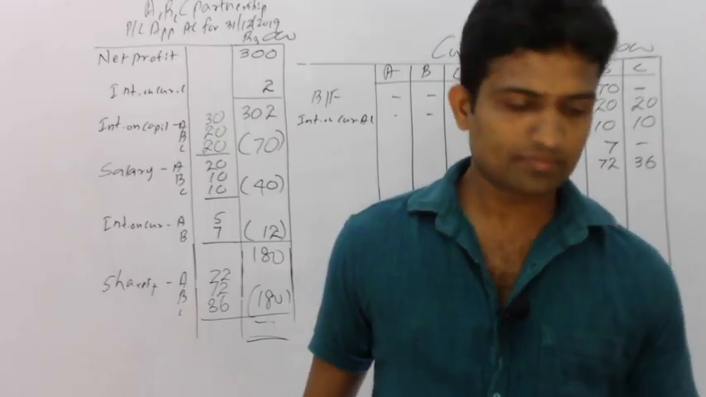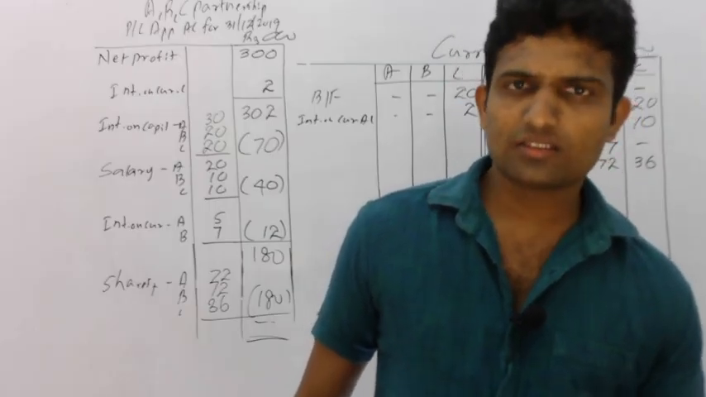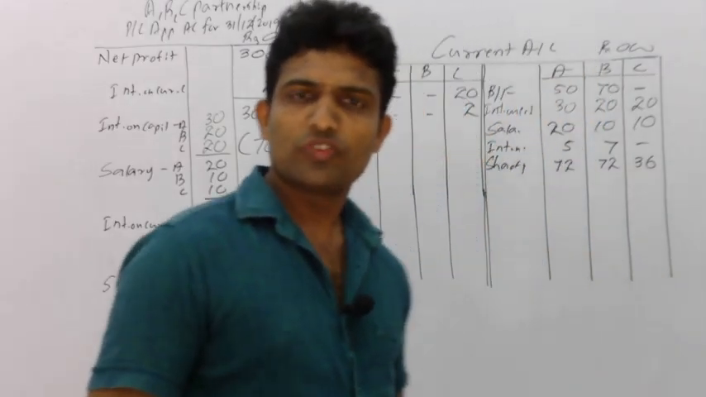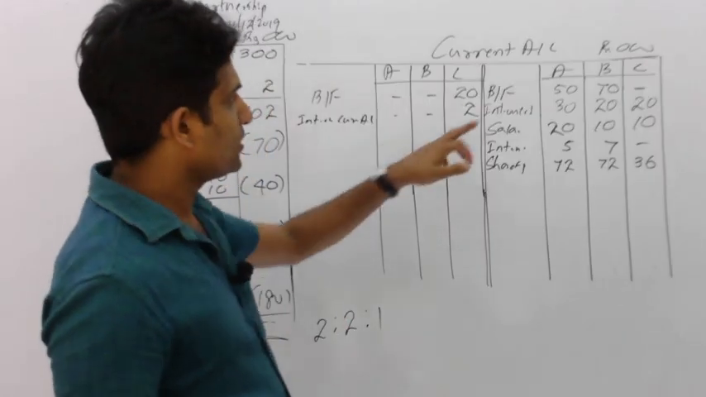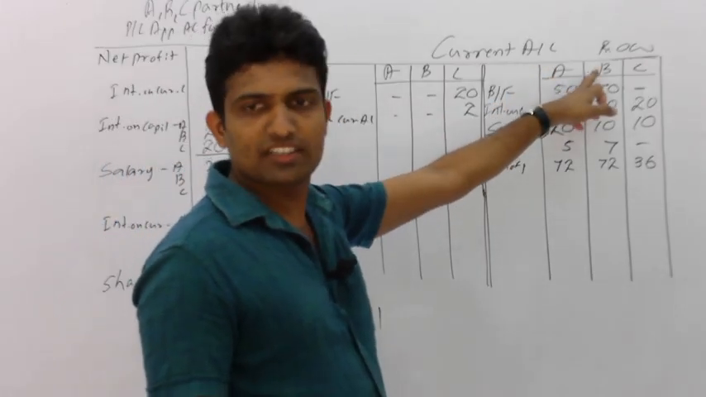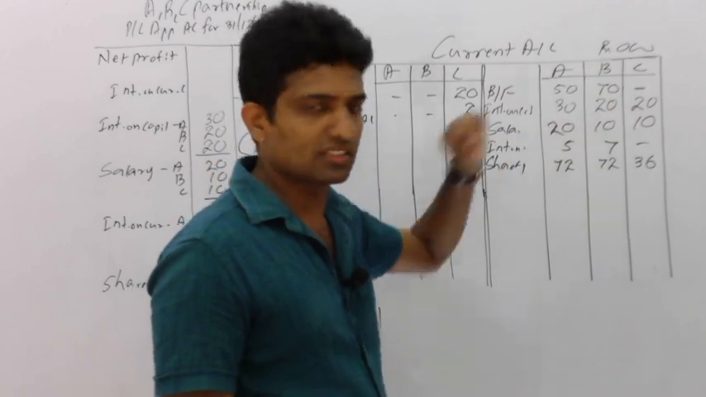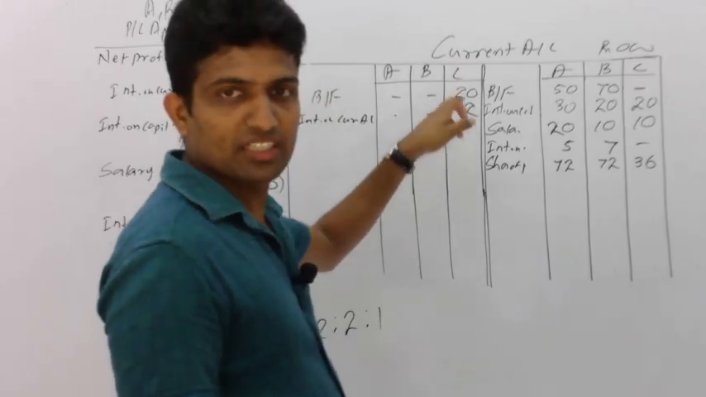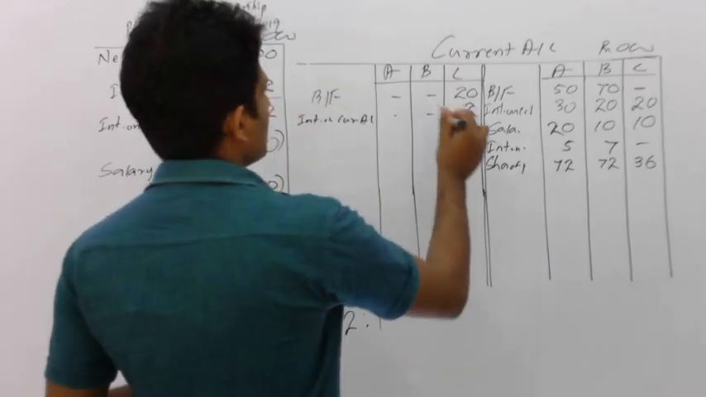Now let's see. I think it is clear for you all how we did those. Initially, A and B had credit balances. For them, I put the credit balances. But C had a debit balance. Therefore, that 20 I put in the debit side. So this is the balance.